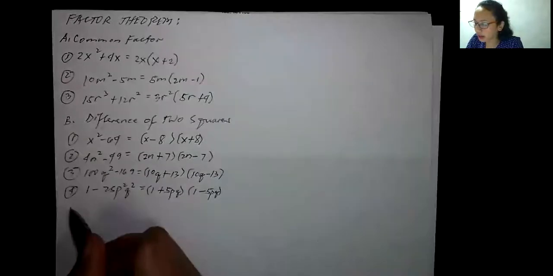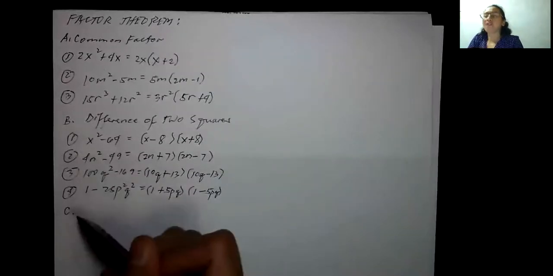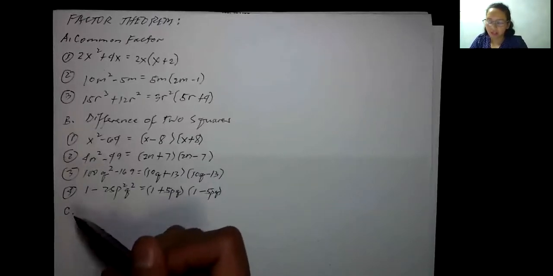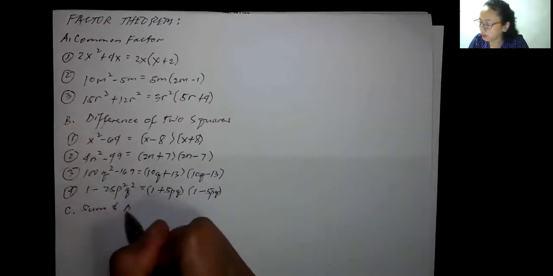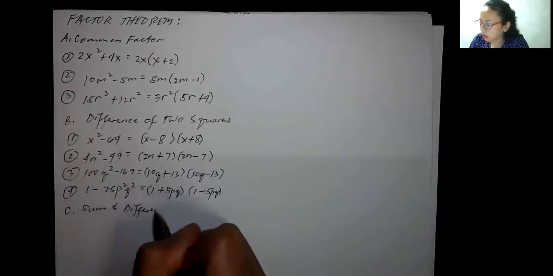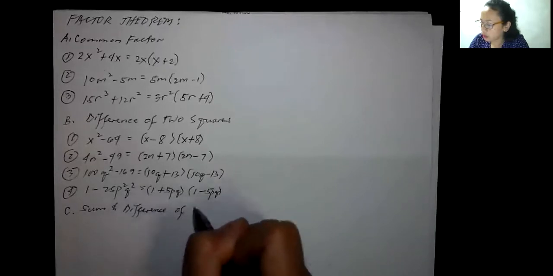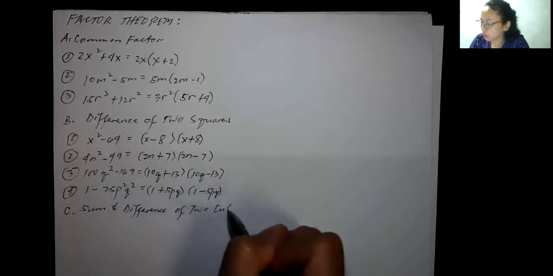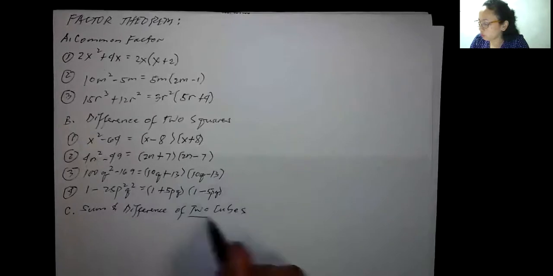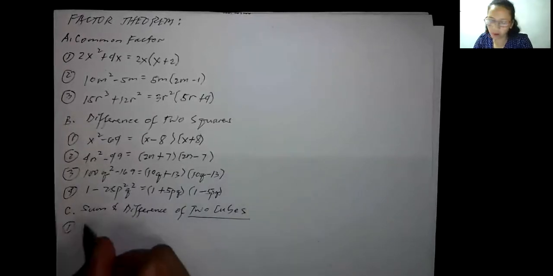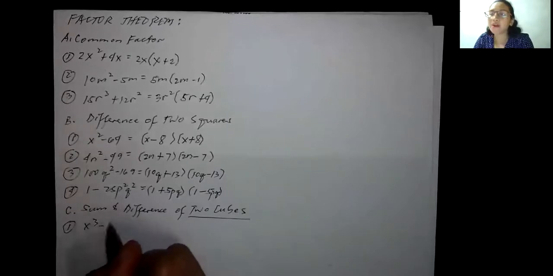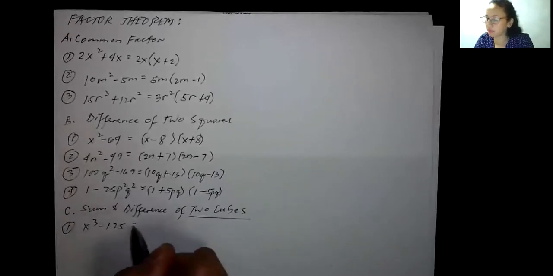So let us have another form of factoring. So what is that? Sum and difference of two cubes. So let's say we have here number 1, that is x cubed minus 125.